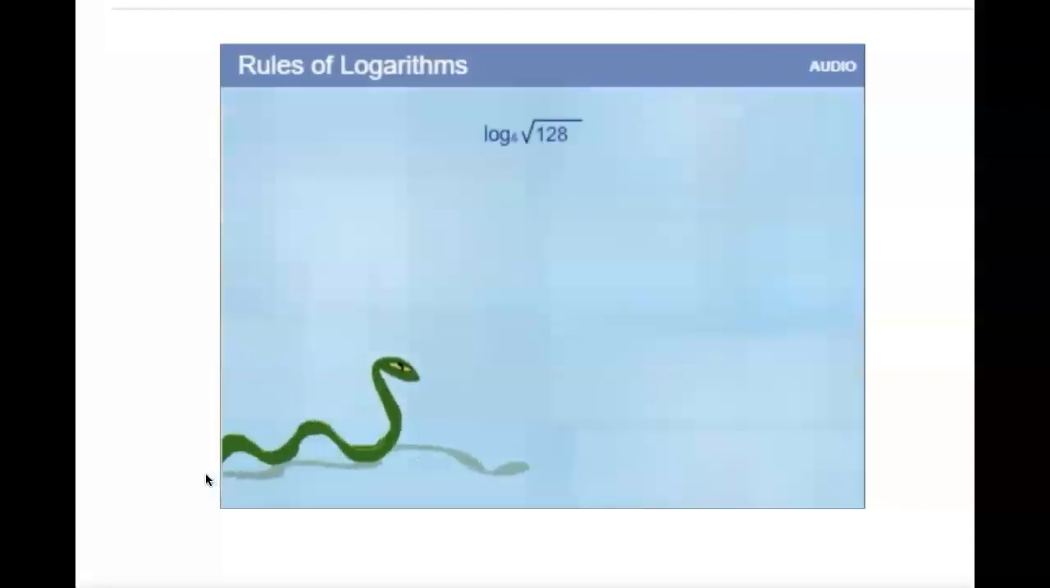Here are two examples to show how these rules work. In this example, use the rules to calculate log 4 of the square root of 128. Start by writing the square root of 128 as 128 to the 1/2 power, so that you can use Rule 3. In the next step, use Rule 3. The log of 128 raised to the 1/2 power is 1/2 times the log of 128.